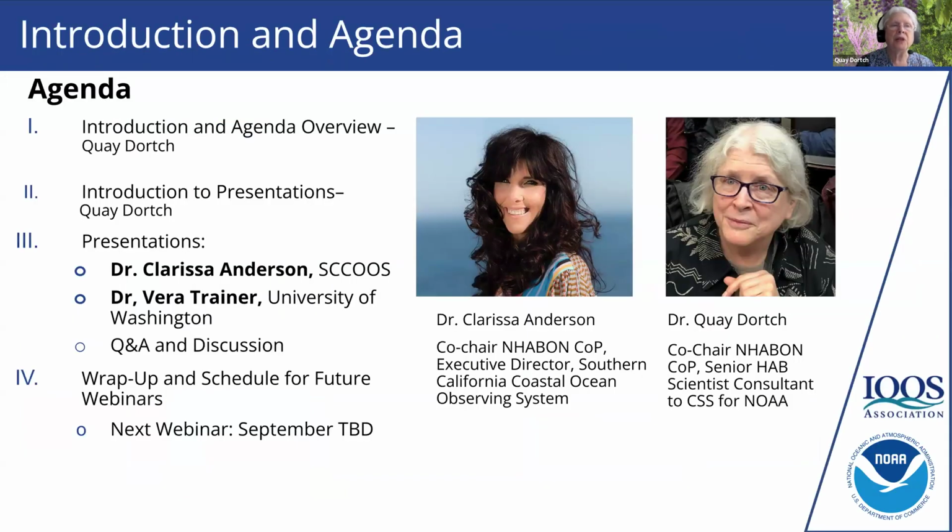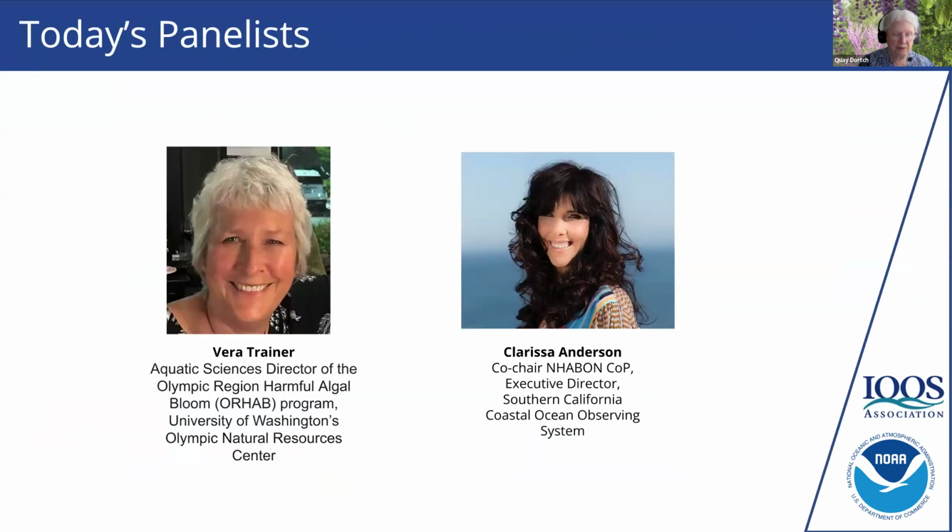So the two speakers today are Clarissa Anderson and Vera Trainer. Vera Trainer is the Aquatic Sciences Director of the Olympic Region Harmful Algal Bloom, or HAB program, at the University of Washington's Olympic Natural Resources Center, as well as an affiliate associate professor at the University of Washington. Her current research on harmful algal blooms focuses on the assessment of climatic factors that influence toxic bloom development and intensity and impact the resilience of coastal economies and marine wildlife health.